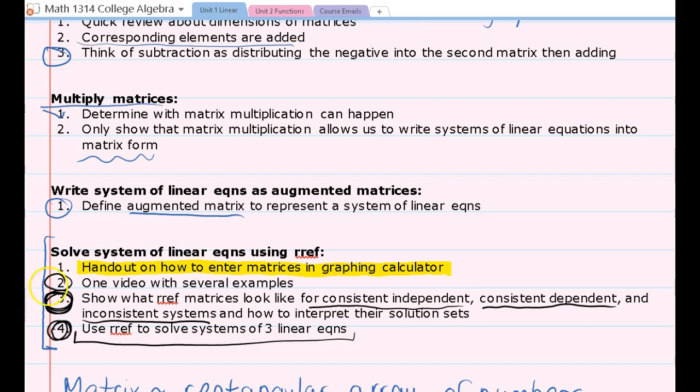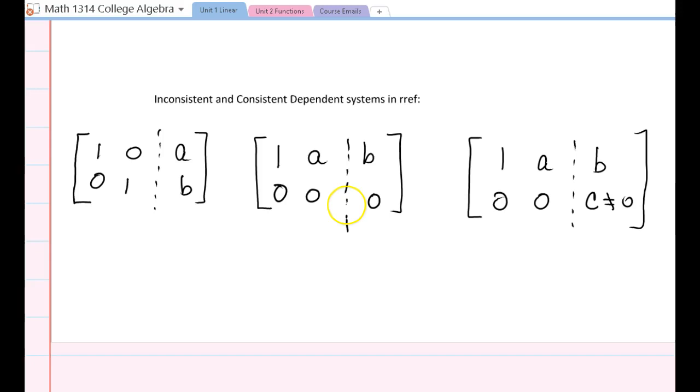So my job is to actually show you step number 3. So let me do that. So when you're solving using rref, these are the 3 things that can happen. So the very first thing I want to mention is this one right here.